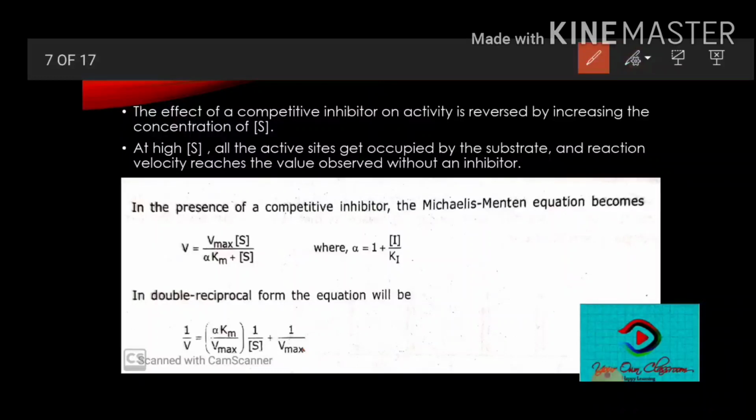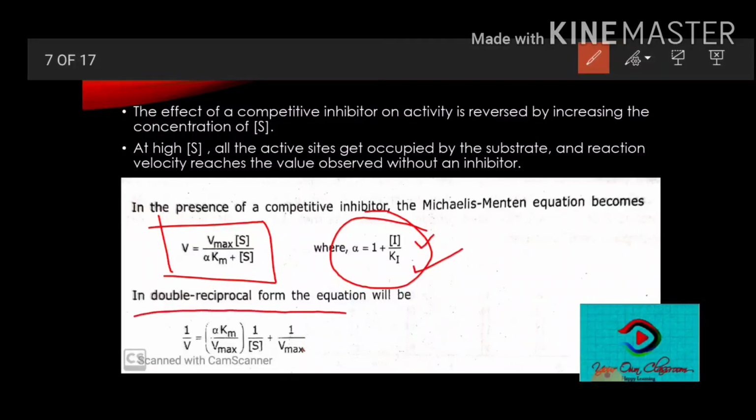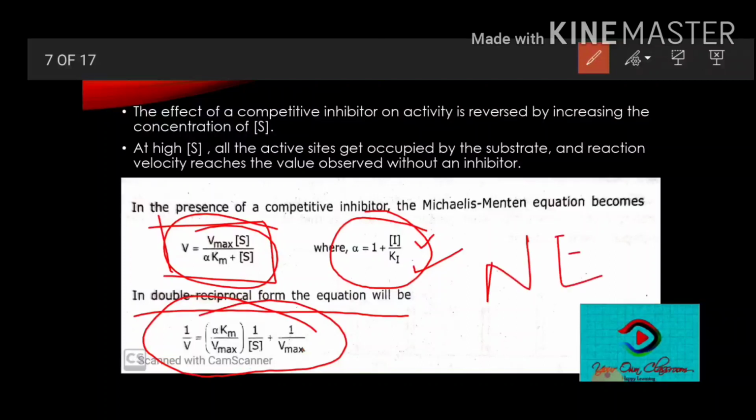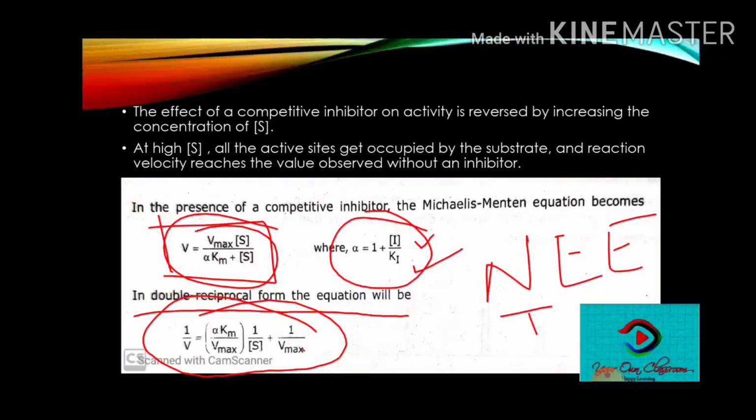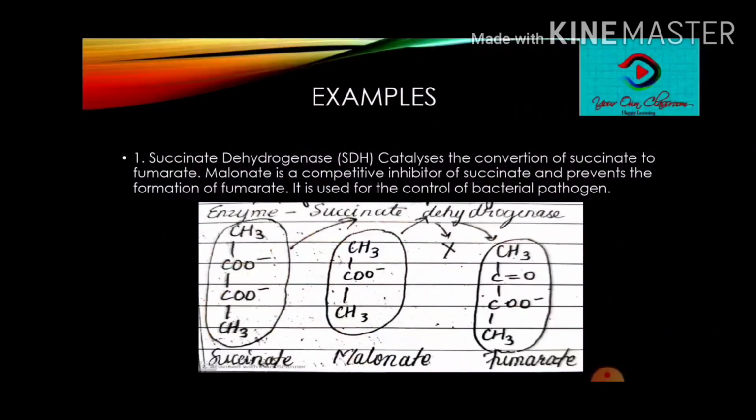Now, if you remember, this is the Michaelis-Menten equation, and this is the value of alpha. Alpha is basically denoting 1 plus the concentration of inhibitor over Ki, where Ki is the inhibitor dissociation constant. And if we take the double reciprocal form of this equation, something like this would be obtained. So NEET aspirants could skip this part. Let's go to the next slide for the examples of the competitive inhibition.